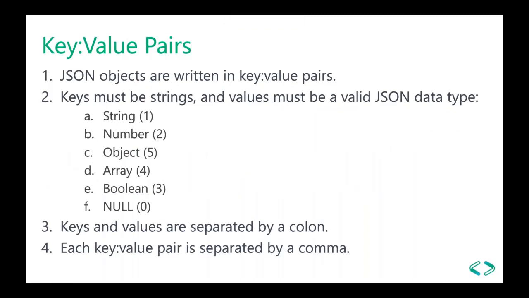So I know I mentioned key value pairs. JSON objects are written in key value pairs. Keys must be strings and values must be a valid JSON data type. These are the available JSON data types. In parentheses, you see the number. The number actually represents the numeric value of the data type, and you will see that in the demos coming up.